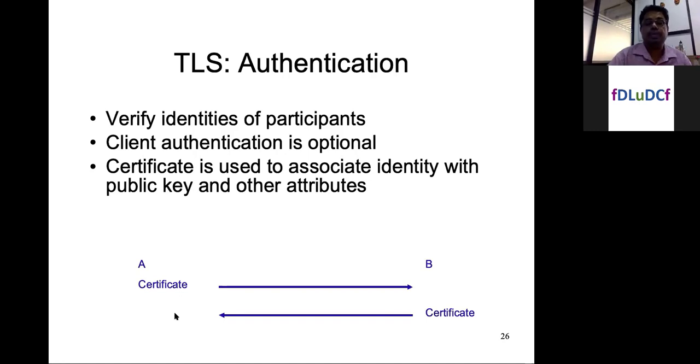So basically, the web browser does the challenge response. That means the web browser challenges the server with the random number, and the web server responds with the decrypted number. Then the web browser compares both numbers. If both numbers are equal, the web browser knows, okay, this web server has access to its private key.